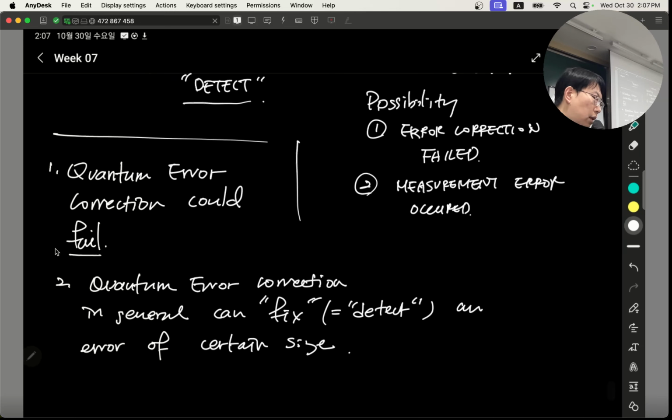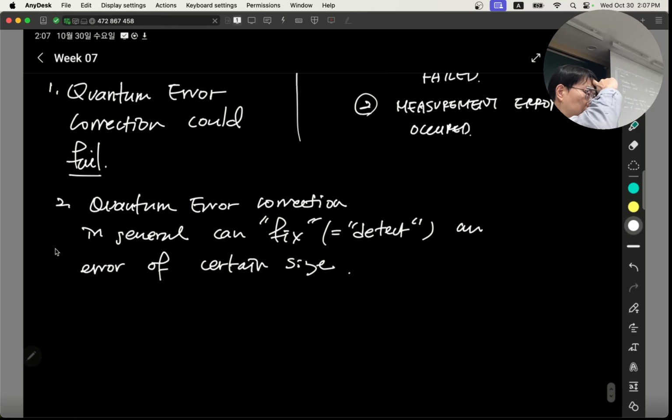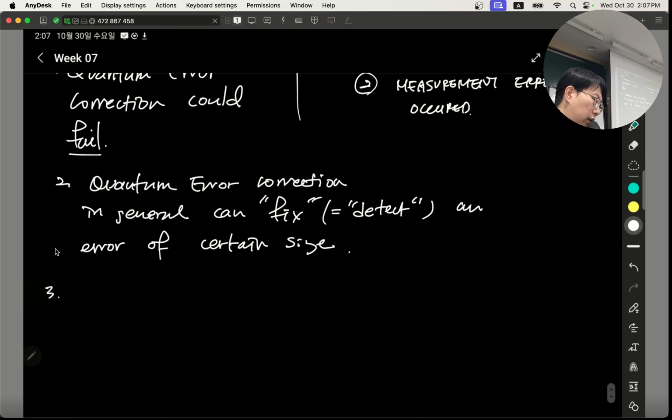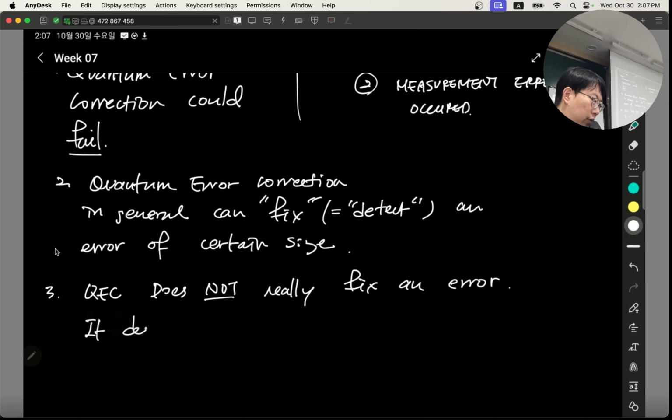So I want to conclude with this: quantum error correction does not really fix an error. It detects.